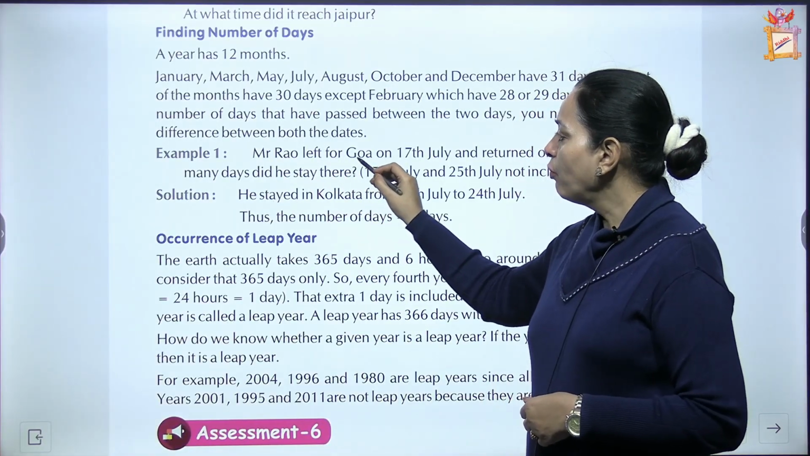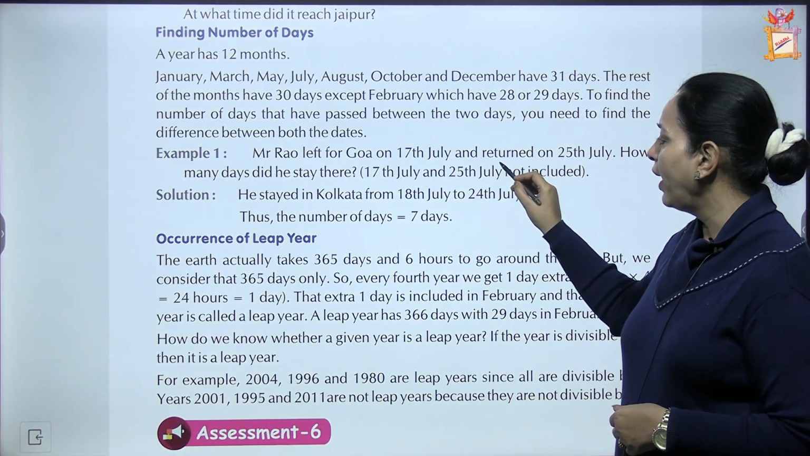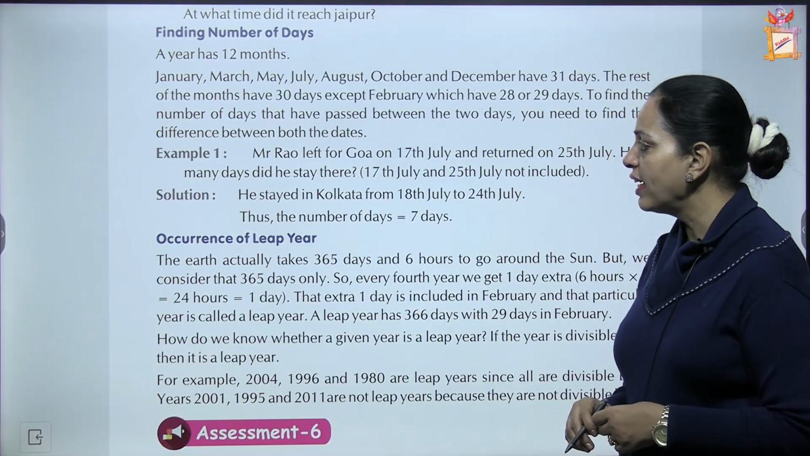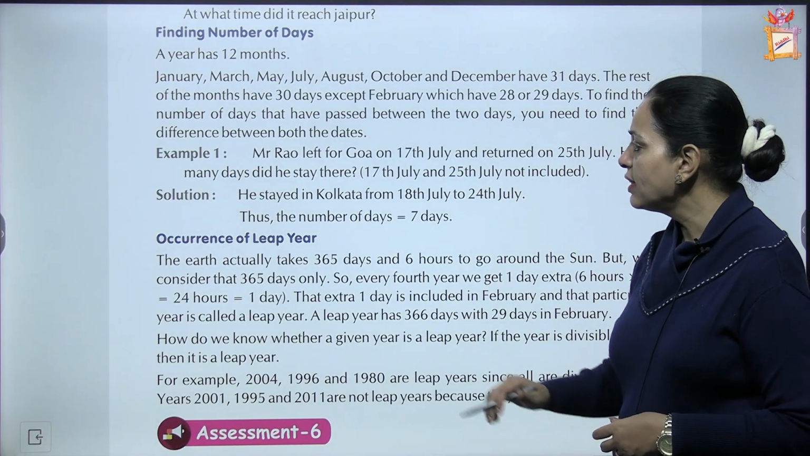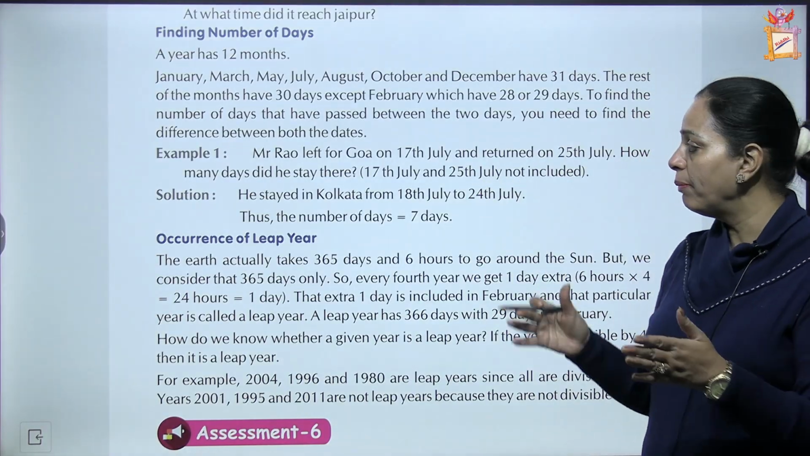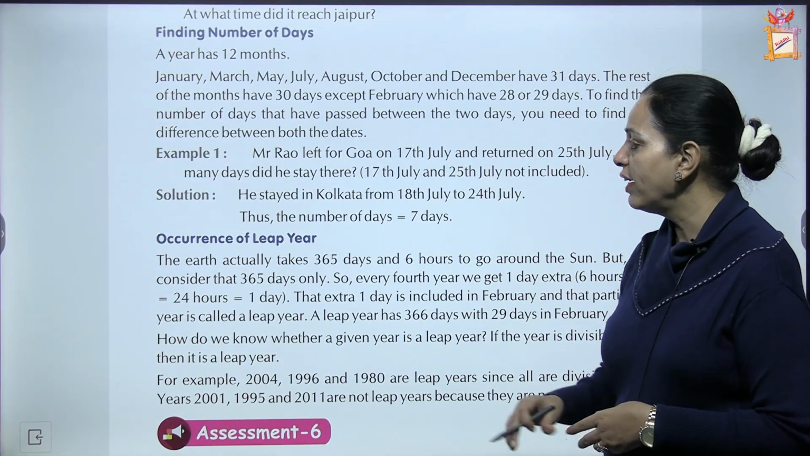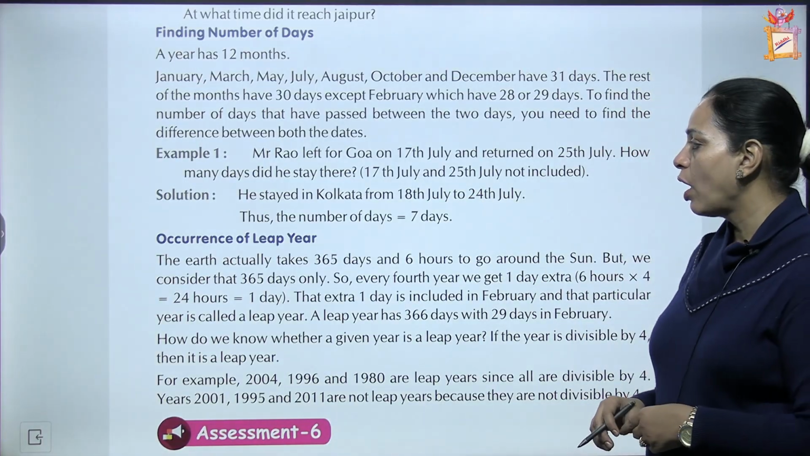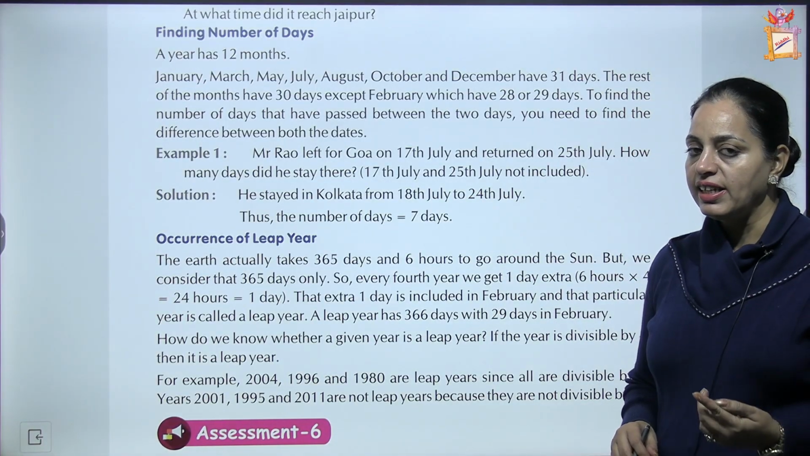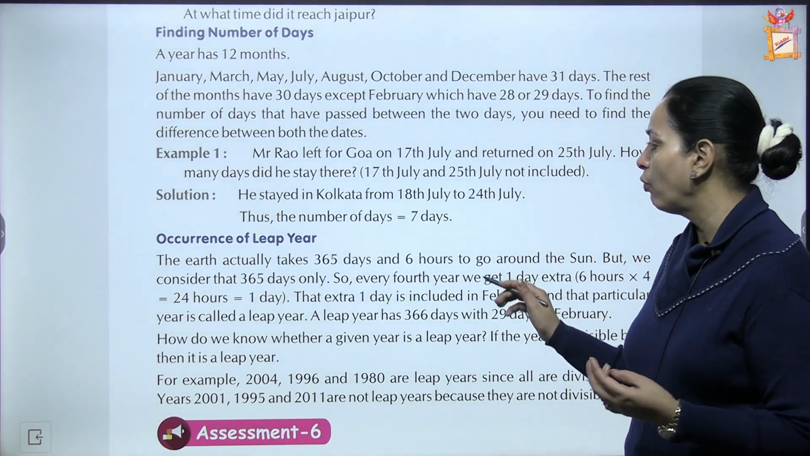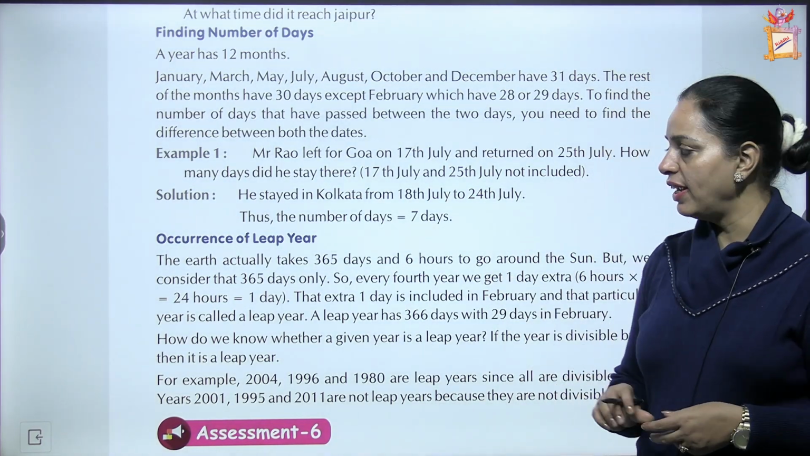Like example 1, Mr. Rao left for Goa on 17 July and returned on 25th July. So how many days did he stay there? So it means 17 July and 25th July are not included, only the days between them. So he stayed from 18th to 24th July. So count the days: 18, 19, 20, 21, 22, 23, 24, means 7 days.